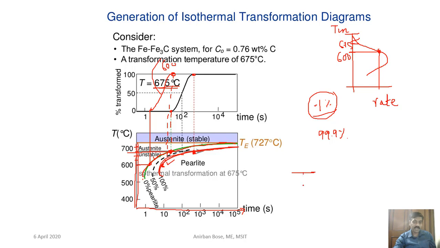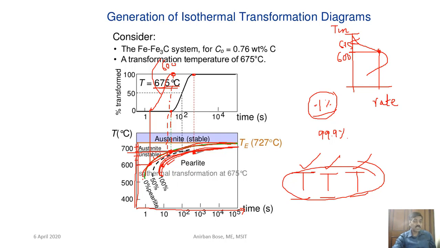So in the TTT diagram, we can see time is on the x-axis and temperature, T, is on the y-axis, and these curves are the transformation start and transformation finish. So this is basically the transformation curve, corresponding to the transformation. So time, temperature, transformation diagram. This diagram is called the time-temperature-transformation diagram.